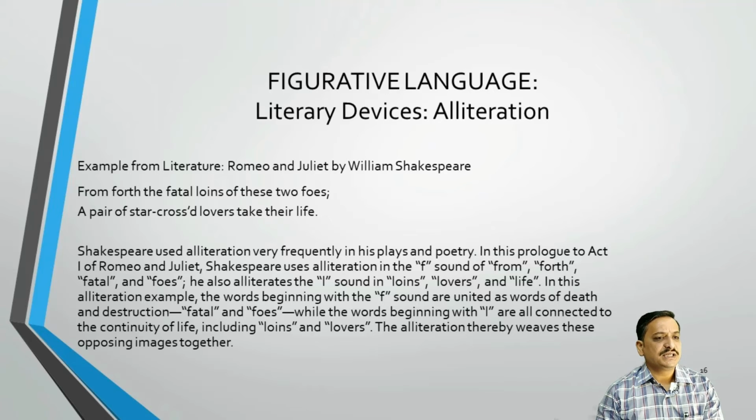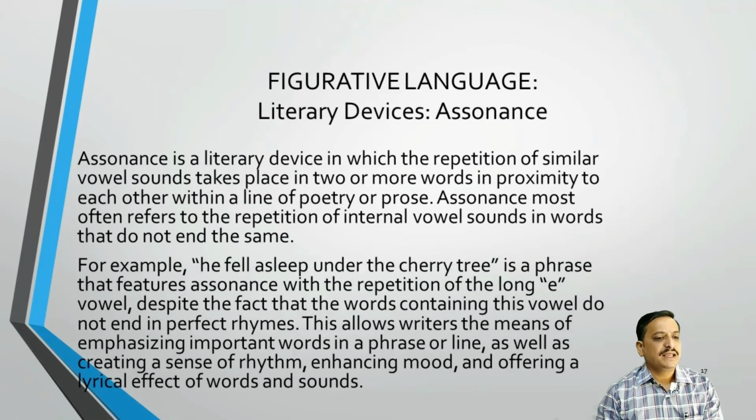In this alliteration example, the words beginning with the F sound are united with words of death and destruction, fatal and foes, while the words beginning with the L are all connected to the continuity of life, including loins and lovers. The alliteration thereby views the opposing images together. Next, assonance.